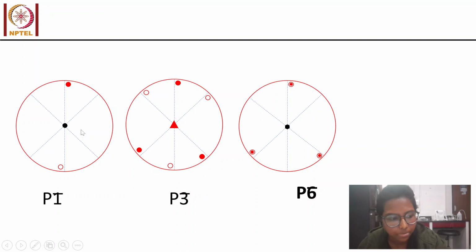Now we come to 6 bar. In case of 6 bar, if you draw the stereographic projection, you will get something like this. So how do you get it? You start with one point, this point which is on the top, not the hollow circle, and then we will go here.